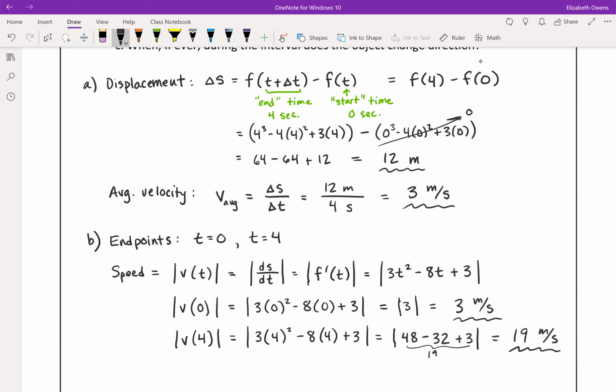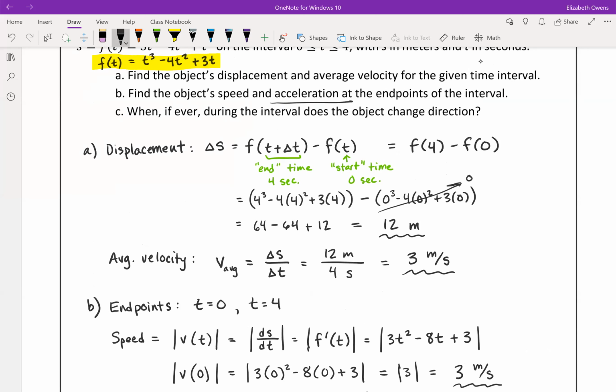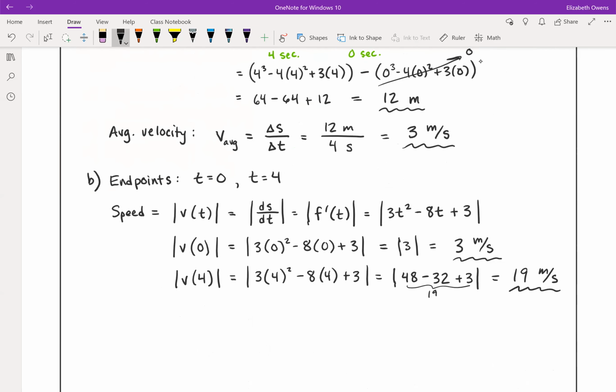Now, having the absolute value on these particular velocities didn't make a huge difference because the velocities inside were positive anyway. But remember that, if those had been negative velocities, finding speed would have stripped out that negative directional component. Okay, so there's speed at the endpoints, and then we were also going to look for acceleration at the endpoints. So let's do that. Acceleration.